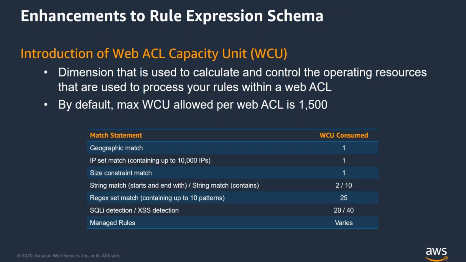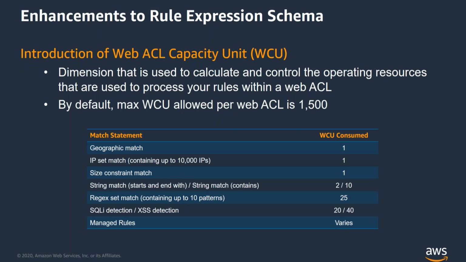Earlier, we mentioned that we simplified our service limits, and we've done this by replacing the limits with a new concept called WCU, or Web ACL Capacity Unit. WCU is a dimension that is used to calculate and control the operating resources that are used to process your rules within a web ACL. And by default, you are allowed 1500 WCU per web ACL. WCU provides more flexibility around how you want to express your rules. You are no longer restricted by artificial limits such as rules per web ACL.